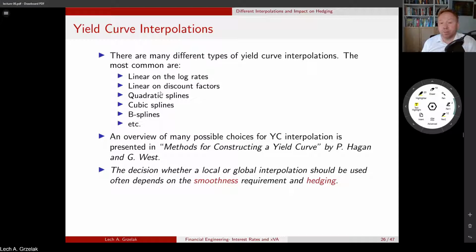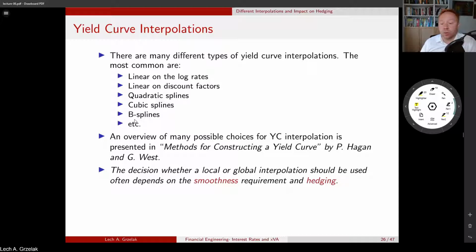There are many different interpolation choices if we talk about yield curve construction. It could be linear on rates, linear on discount factors, quadratic splines, cubic splines, B-splines. Many different choices are available. I would like not to discuss all the details of all of them, because the literature on the choices of interpolation is rather rich.